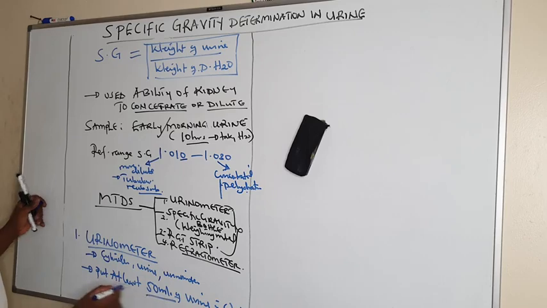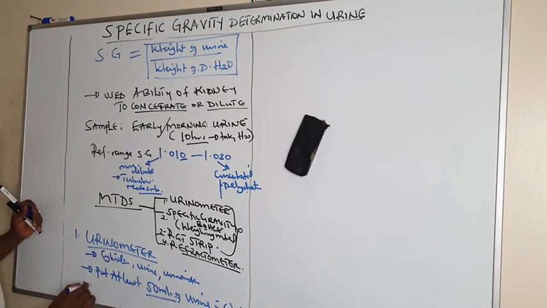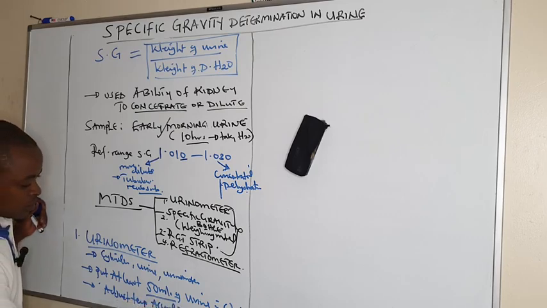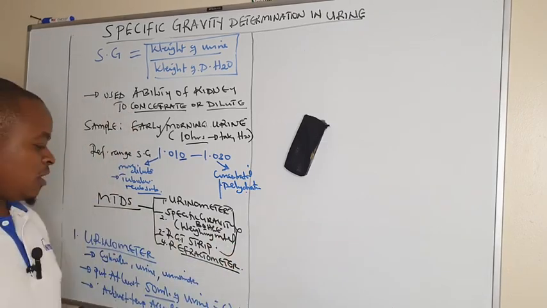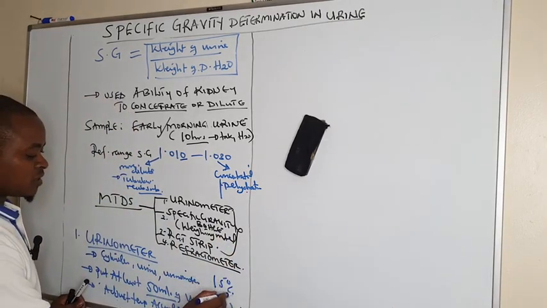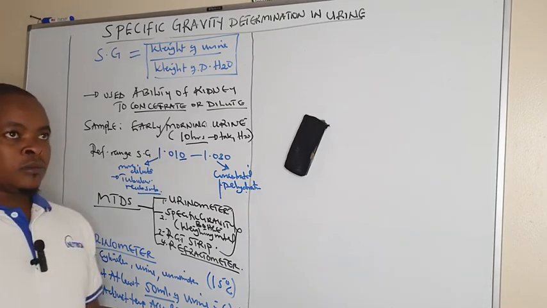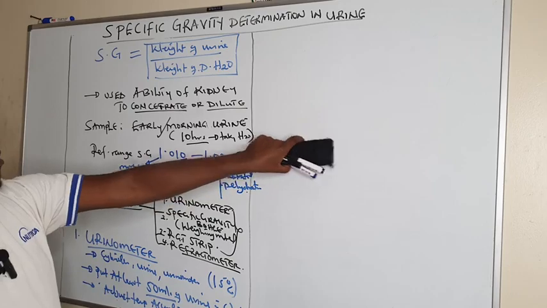After putting at least 50 mils of urine, the next thing is the temperature. You adjust the temperature according to the manufacturer. If the manufacturer says we do this test at 15 degrees centigrade, then we should do that. It's very important. The manufacturer of the urinometer dictates which temperature you do the test at.